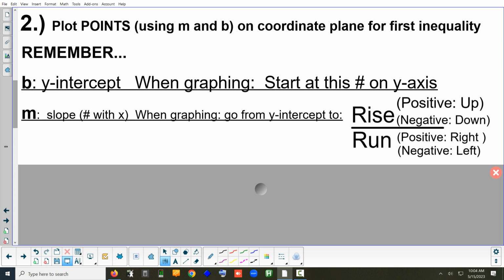Okay, so a lot of steps just to write down at the beginning, but then we'll get into some examples. Pretty much the whole front of the guided notes is the steps, and most of it is review.